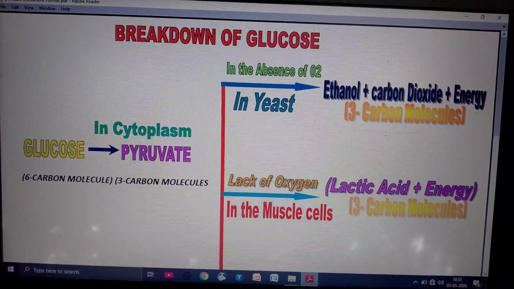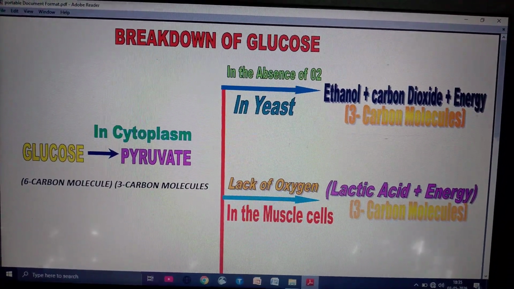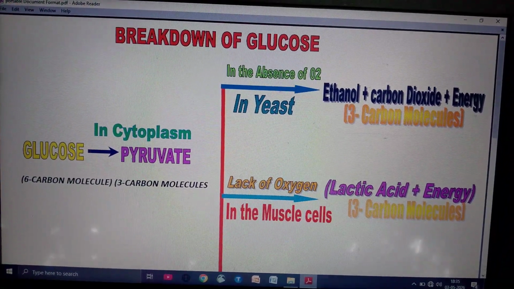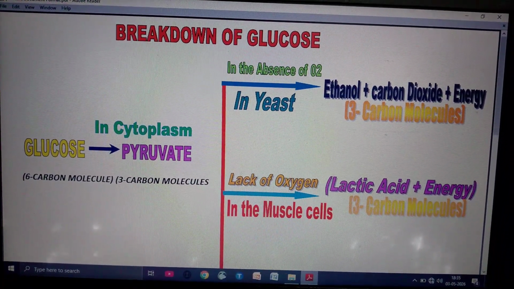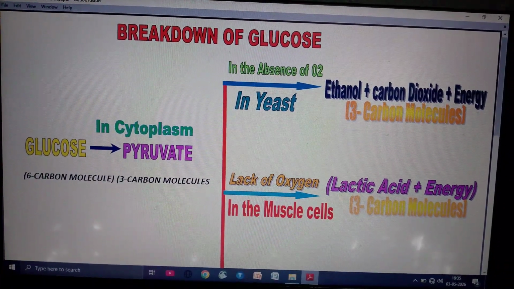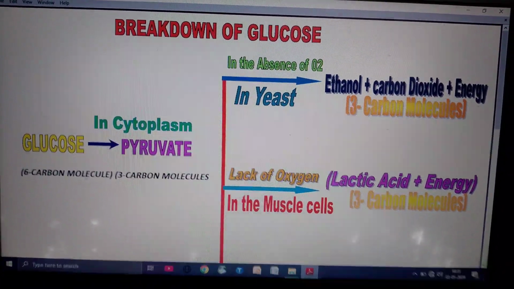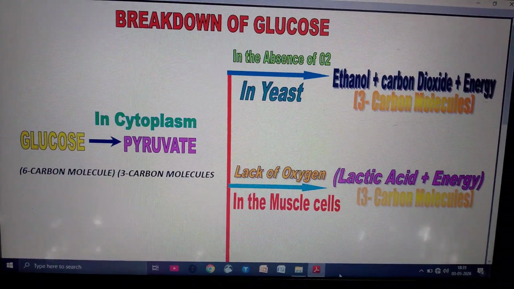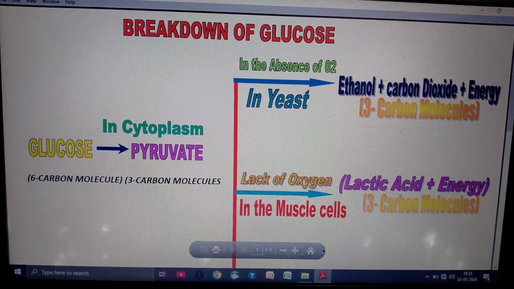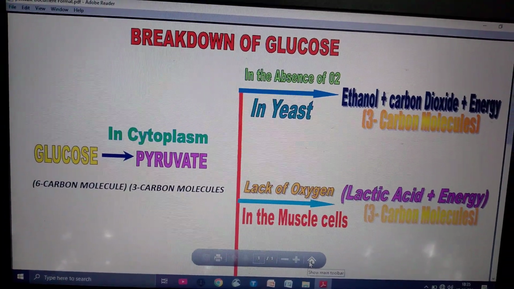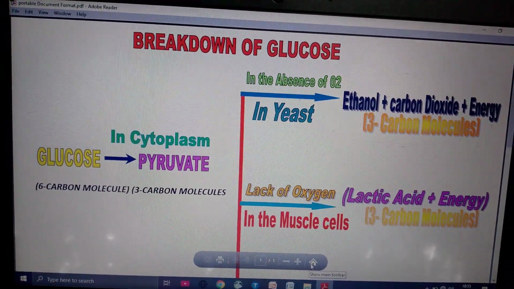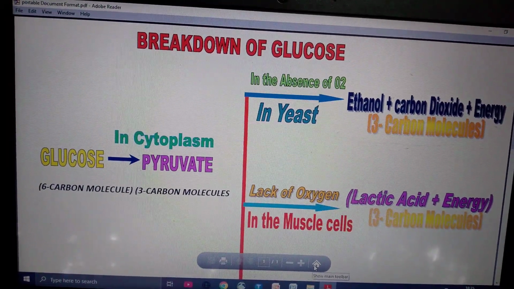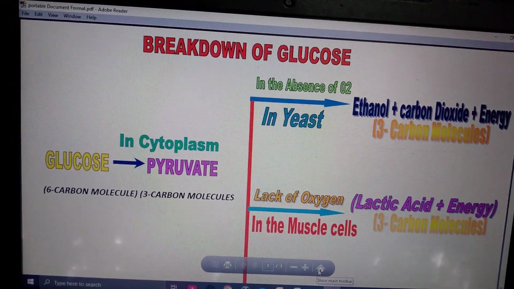Hello everyone. Today we are going to understand a very important topic from biology class 10th: how glucose is broken down in our body to release energy. This will be a very interesting topic, and I will explain it to you in a very simple way. Have you ever wondered how our body gets energy to walk, run, or even think? The answer is glucose. First, let's understand the basic idea.